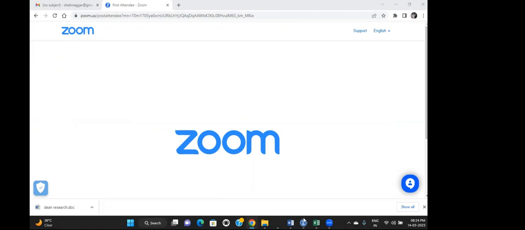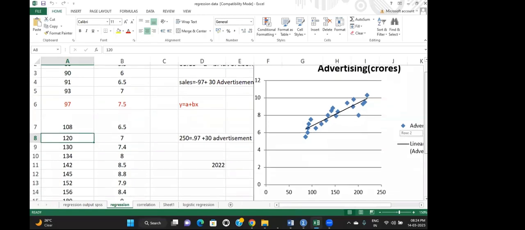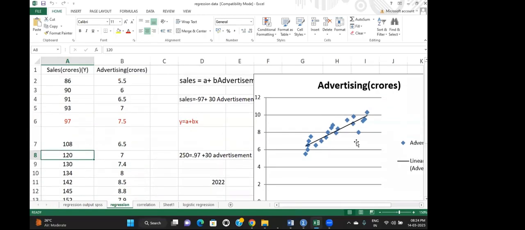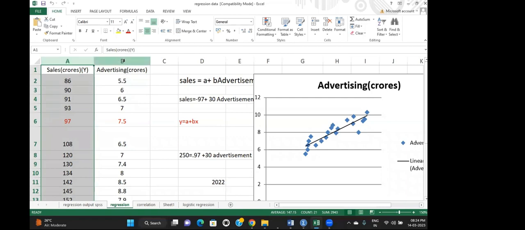Okay, so what I was trying to take you through, you can see here, when I have plotted, please understand this very carefully. This is when I have plotted advertisement and sales on X and Y axis. Let's say this is the data for sales and advertisement, right? This is a live example: the sales in crores and advertisement in crores for a company.